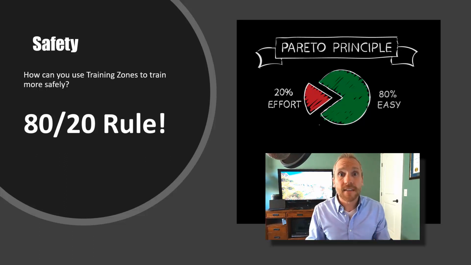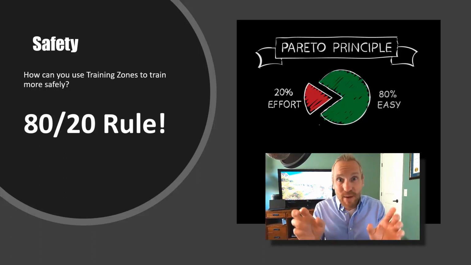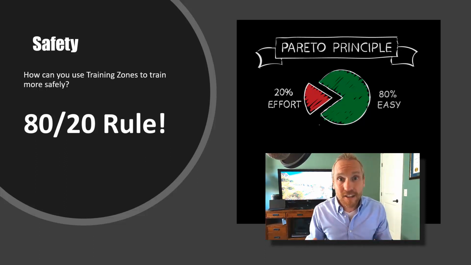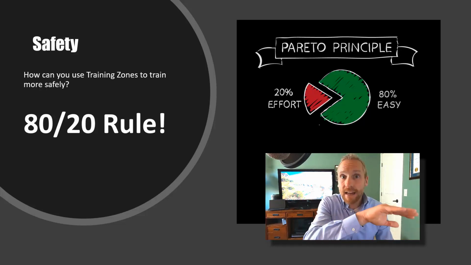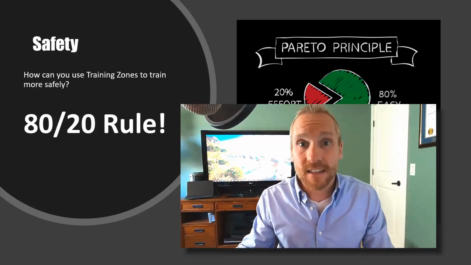So if you are that person that goes out and smashes themselves every single workout, going as hard as you can, you are not hitting this 80-20 balance, and I guarantee you eventually you're going to see the plateau happening, or potentially the overtraining where you see performance start to decrease.